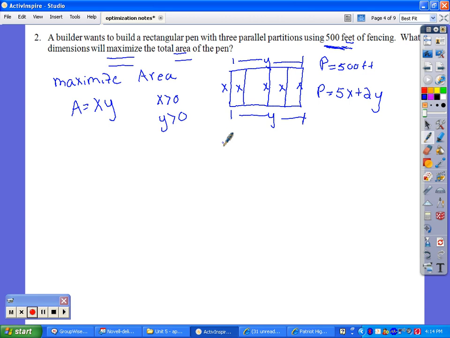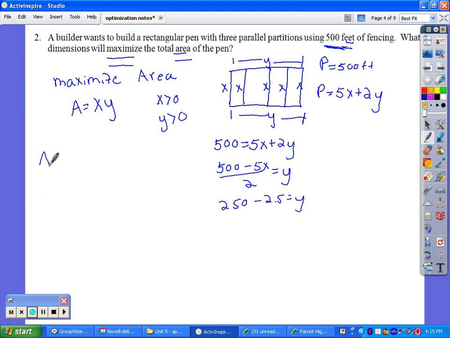So I'm going to set 500 equal to 5x plus 2y, and I'm going to solve for one of the variables. I just decided to solve for y. It doesn't really matter. So I'm going to do 500 minus 5x, and then I'm going to divide it by 2. So I have 250 minus 2.5x, and that's my equation for y, and I'm going to plug it into my area.